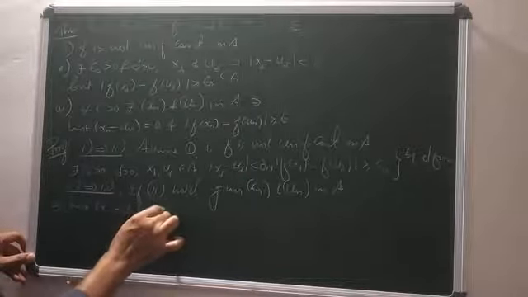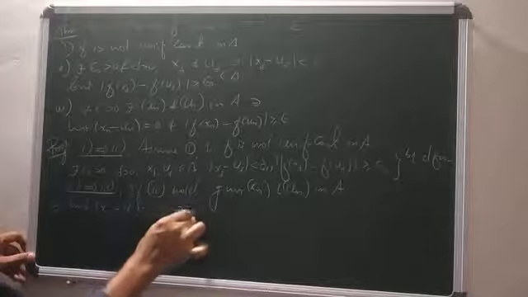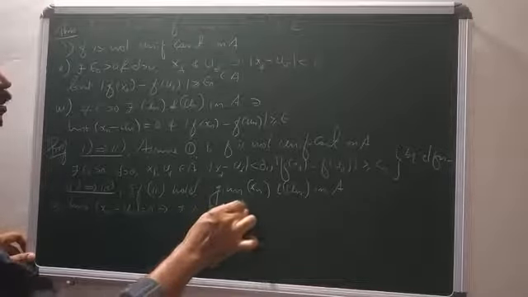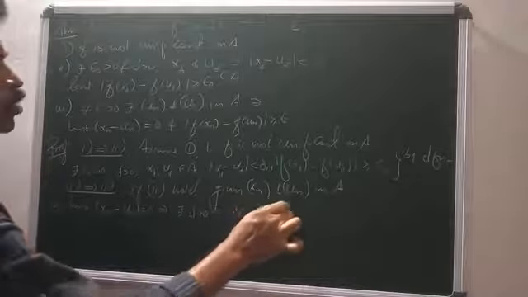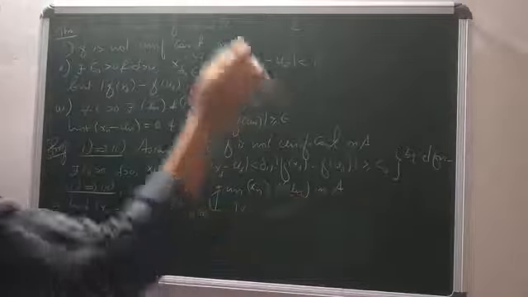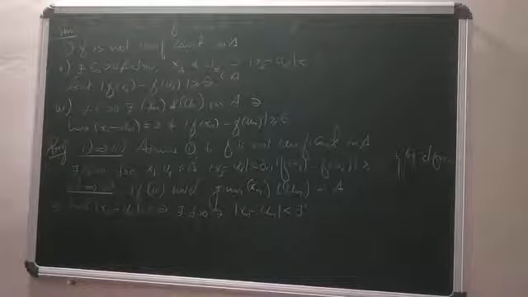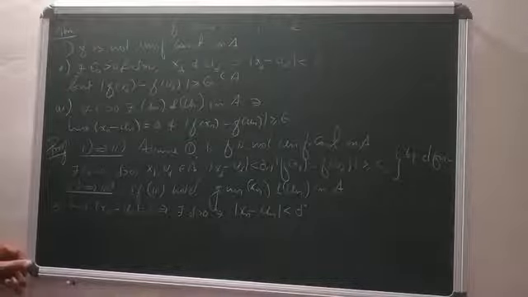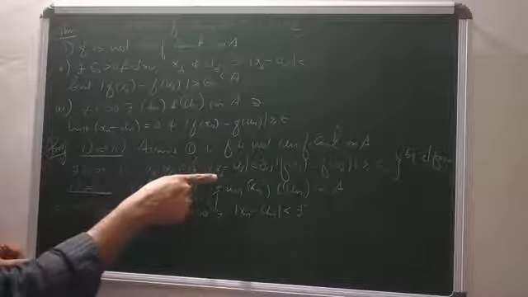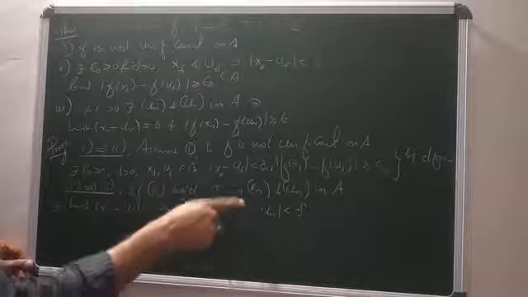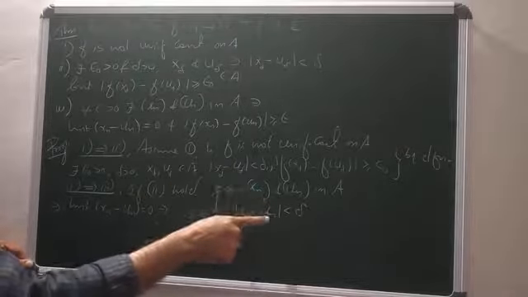Limit xn minus un equals 0 means there exists some delta positive such that modulus of xn minus un is strictly less than delta. If limit xn minus un equals 0, that means there exists some delta positive with modulus of xn minus un less than delta. When modulus of xn minus un is less than delta, instead of x delta here it is xn, instead of u delta here it is un.